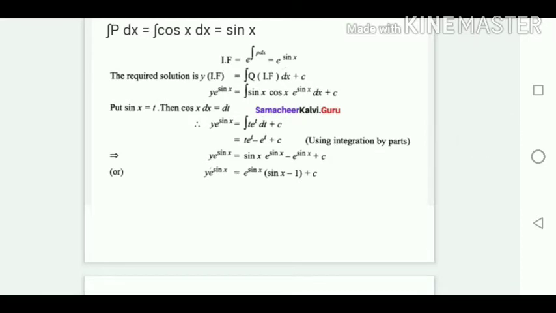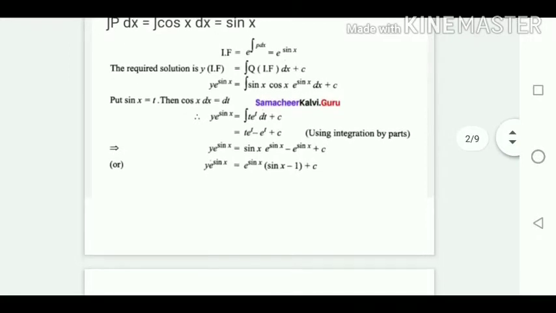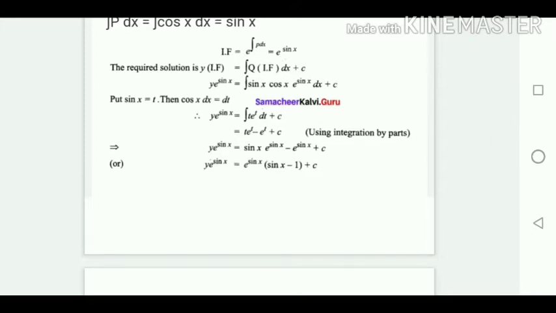Therefore, instead of cos x dx we have to write dt, and the value of e power sin x becomes e power t, since sin x becomes t. Therefore y e power sin x equals the integration of t into e power t dt plus c. So here you have to apply the integration rule using integration by parts: e power t into t minus e power t plus c.